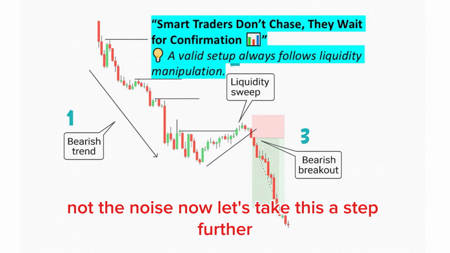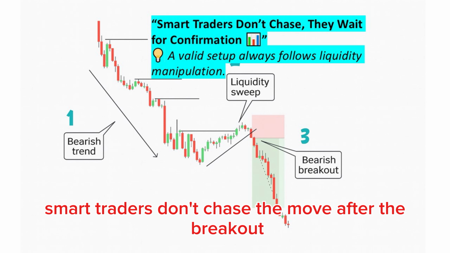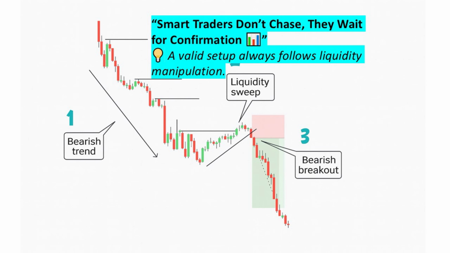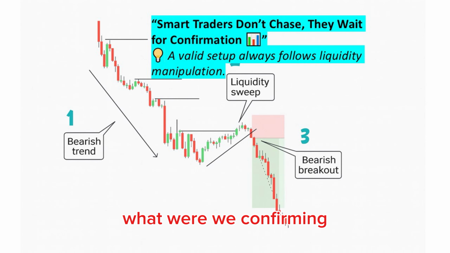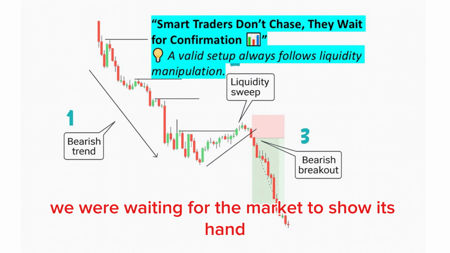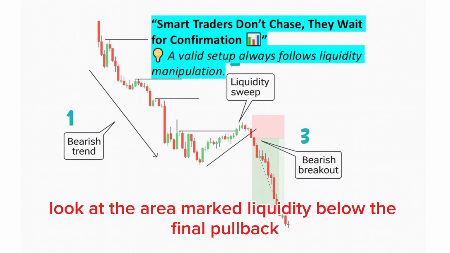Now let's take this a step further. The beautiful structure we just analyzed didn't form in a vacuum. Smart traders don't chase the move after the breakout. They wait for this crucial confirmation. What were we confirming? We were waiting for the market to show its hand after a classic case of liquidity manipulation.